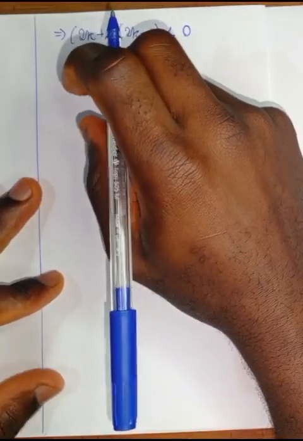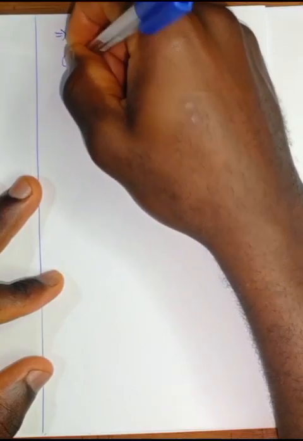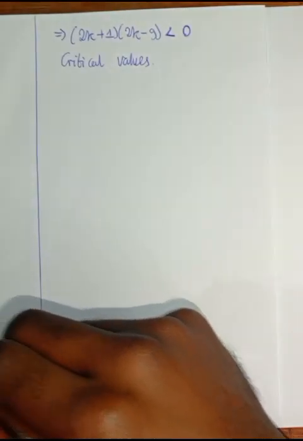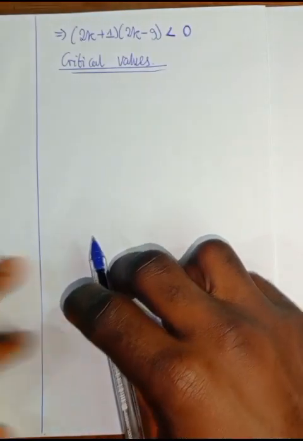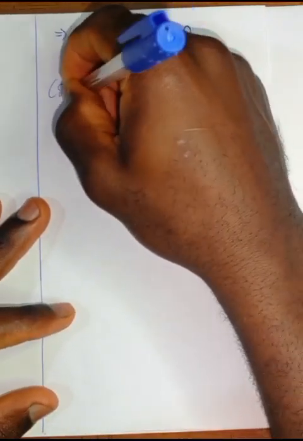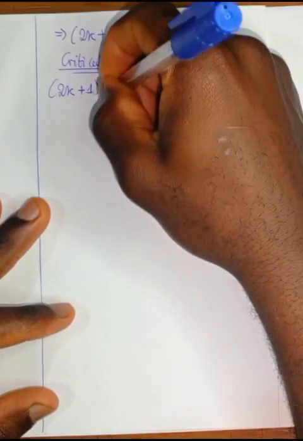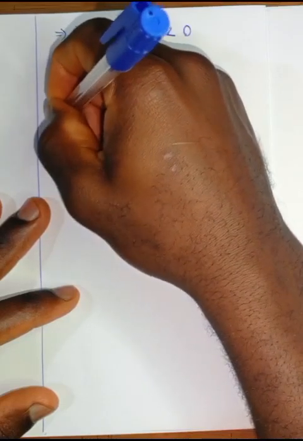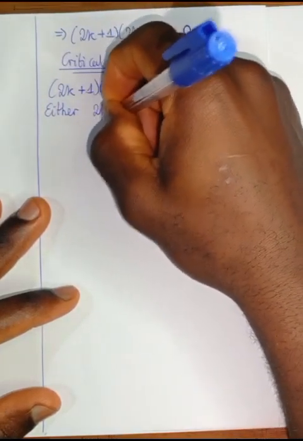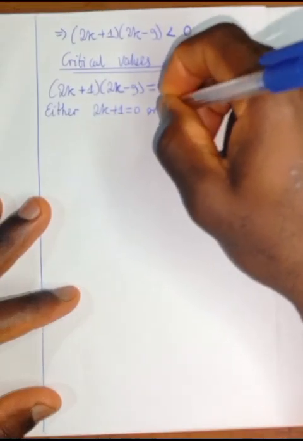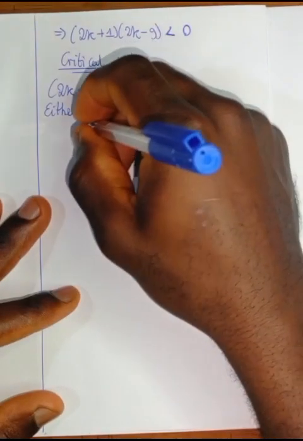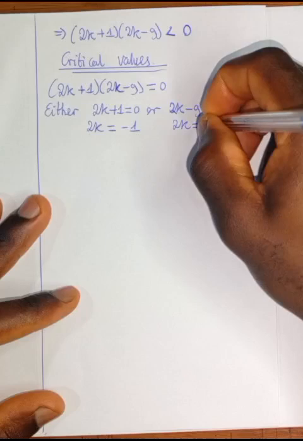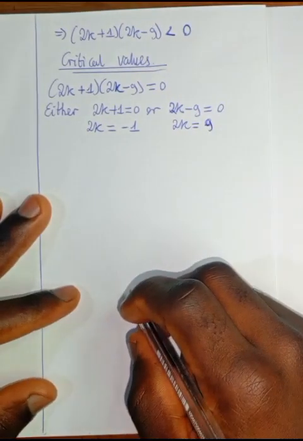In this case, let's make use of the sign table. First, we need to start by finding the critical values. The critical values are very important when solving inequalities. For the critical values, we equate (2k plus 1)(2k minus 9) to 0. If we equate them, we say either 2k plus 1 is equal to 0 or 2k minus 9 is equal to 0. Here this gives us 2k equal to negative 1. Here 2k will be equal to 9. Negative 9 crosses, it becomes positive.